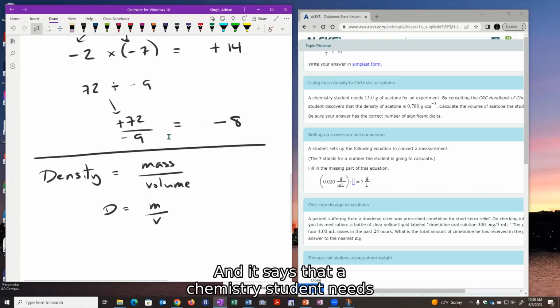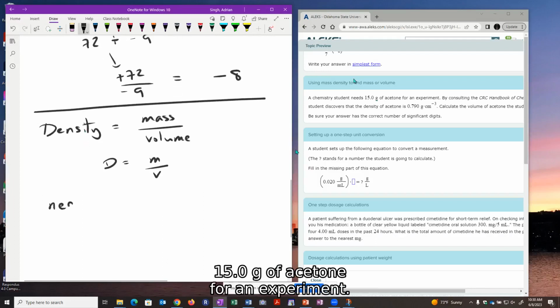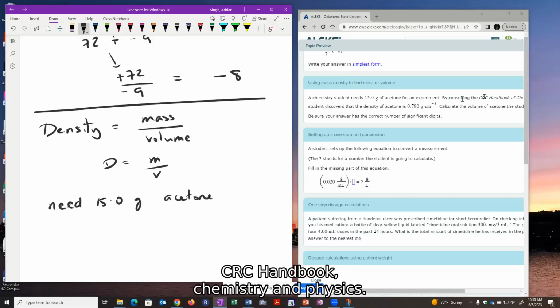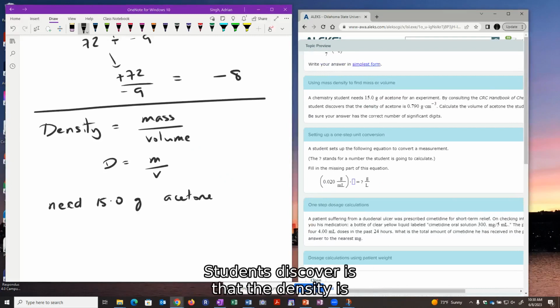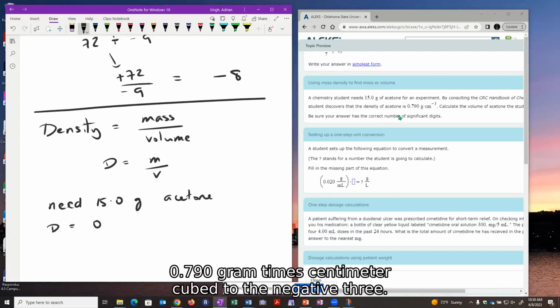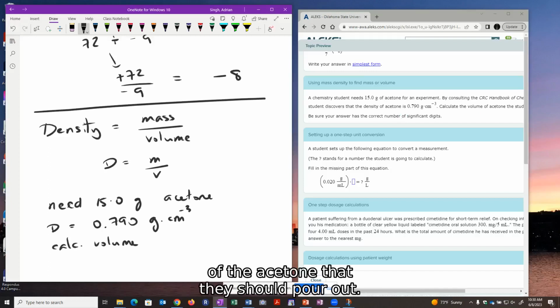It says that a chemistry student needs 15.0 grams of acetone for an experiment, and it says to consult the CRC Handbook of Chemistry and Physics. The student discovers that the density is 0.790 g·cm^-3. And it says calculate the volume of the acetone that they should pour out.